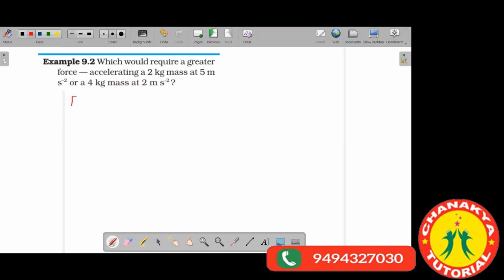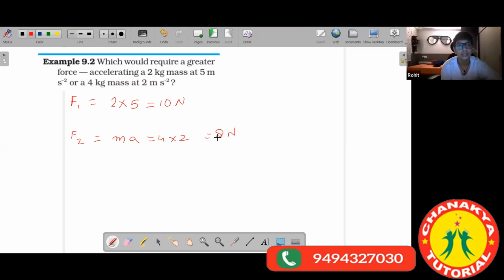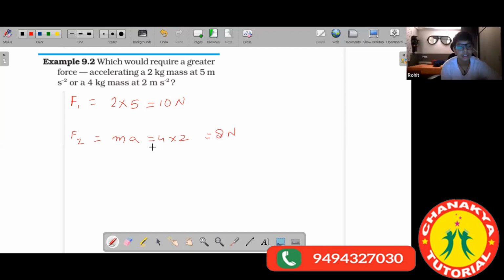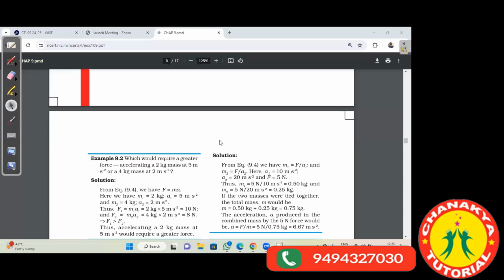So for the first one, F1, we are getting mass, which is 2, multiplied with 5, that is 10 Newton. For the second one, F2, we are getting mass multiplied by acceleration, which is 4 multiplied by 2, that is just 8 Newton. Okay, so which one would require a greater force? Sir, 2 kg mass at 5 m/s. So here the 2 kg mass accelerating with 5 m/s² would require a greater force. Yes, sir. Okay, very good.